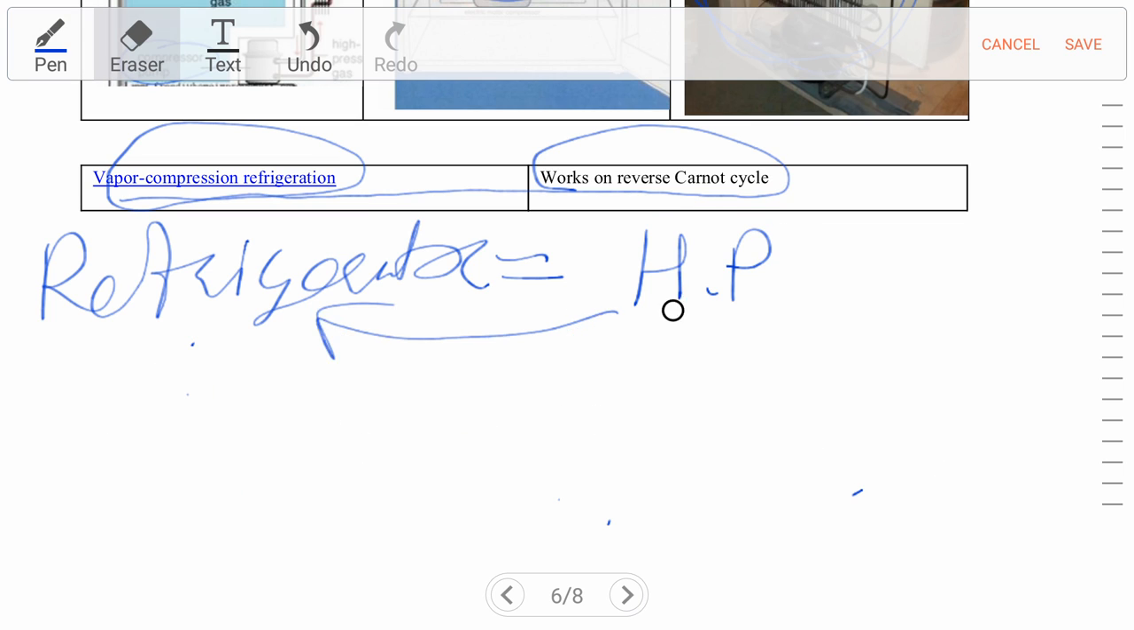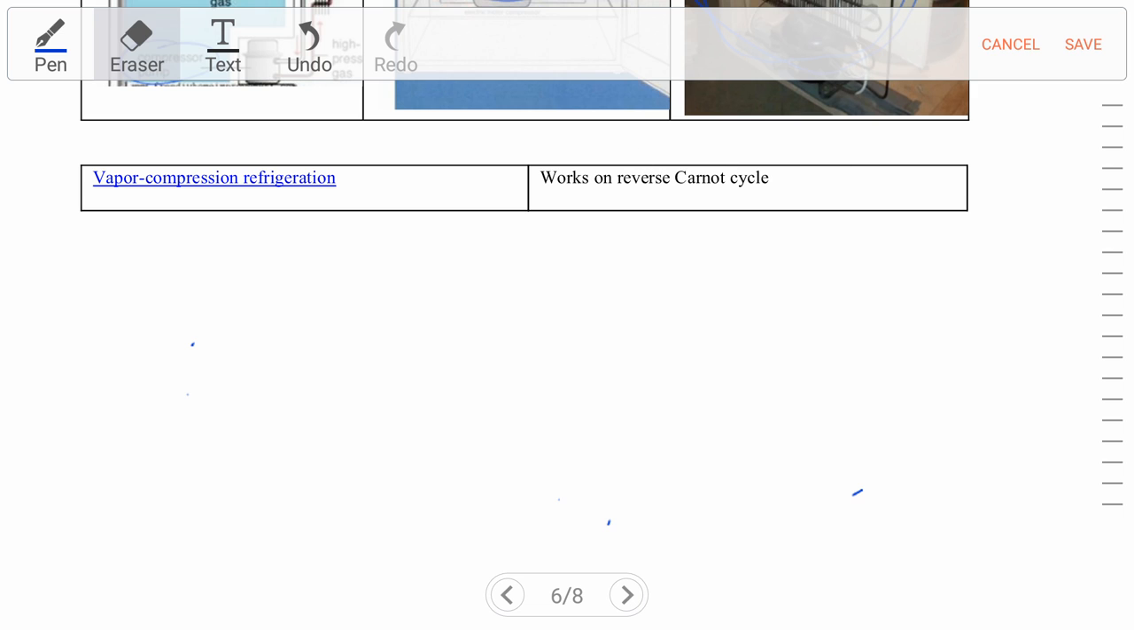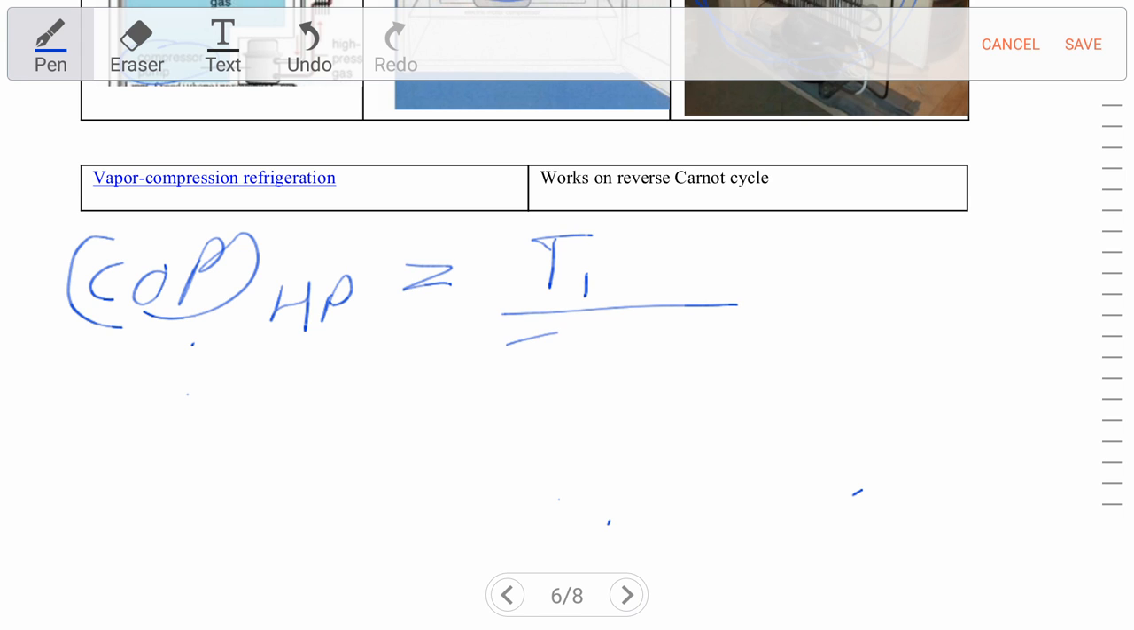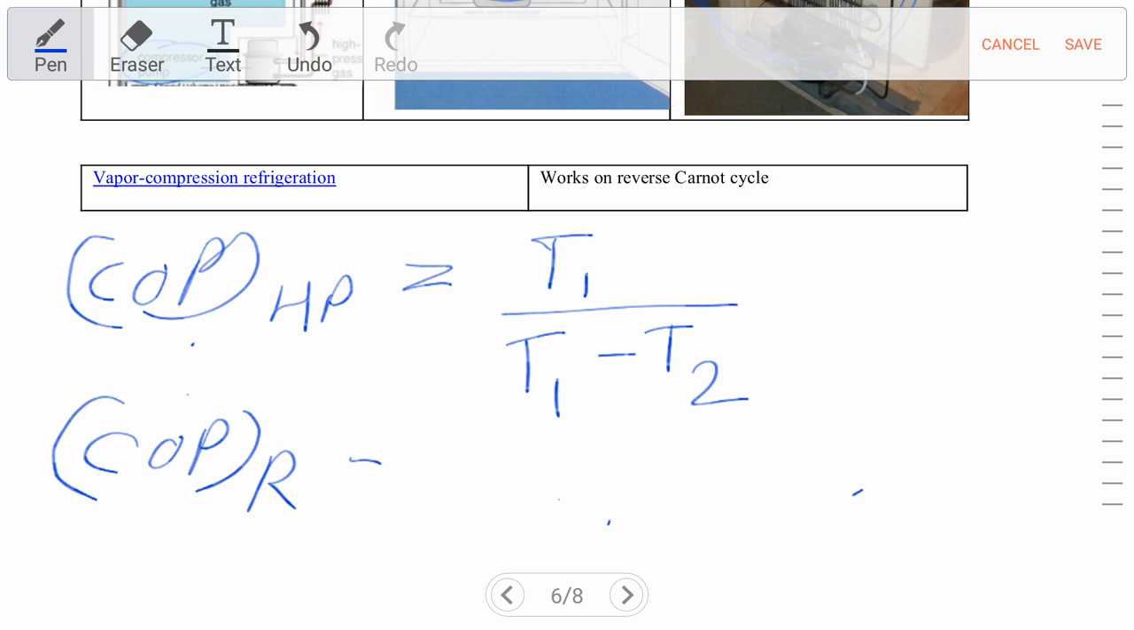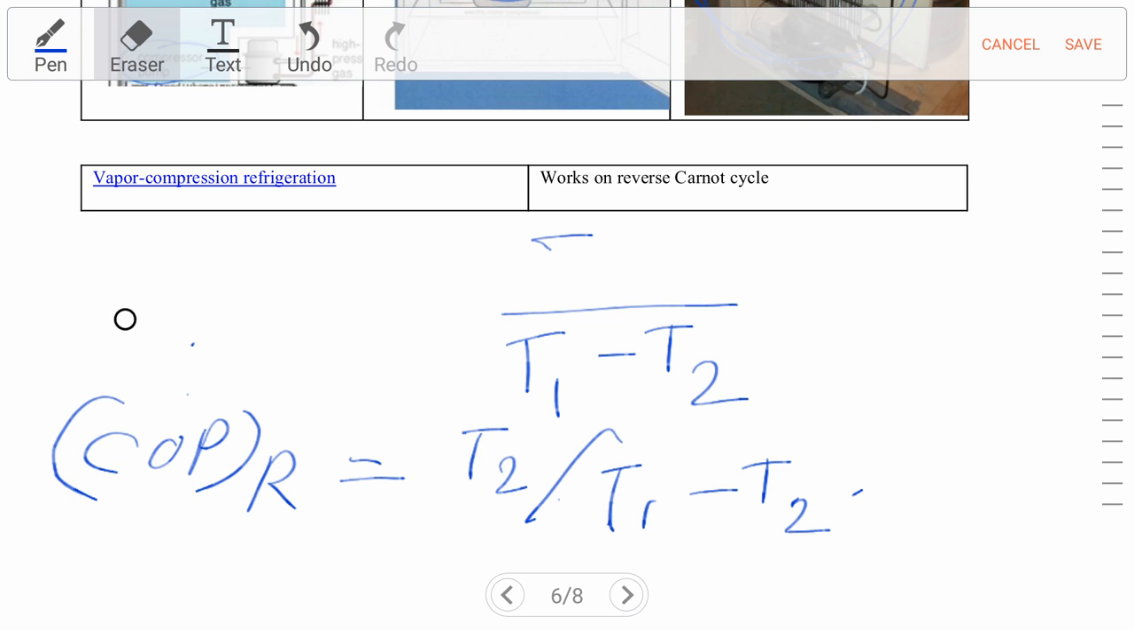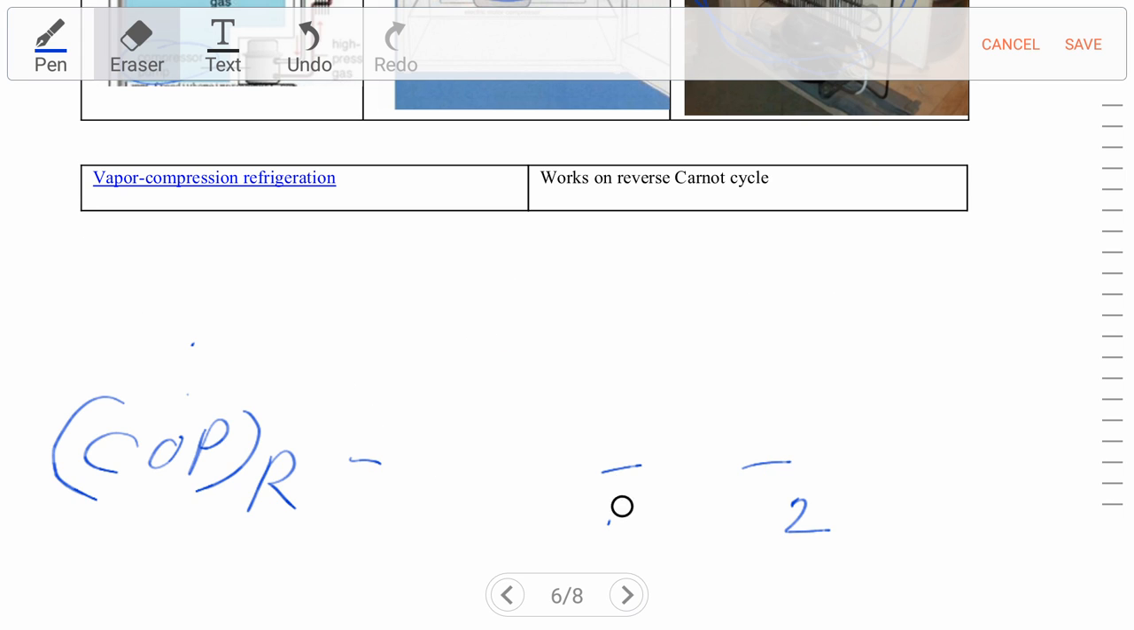Now let's discuss what the equations of coefficient of performance are. So let's see. The coefficient of performance of a heat pump is equal to the initial temperature divided by the initial temperature minus the final temperature. The coefficient of performance of a refrigerator is equal to the final temperature divided by the initial temperature minus the final temperature. So remember this difference.